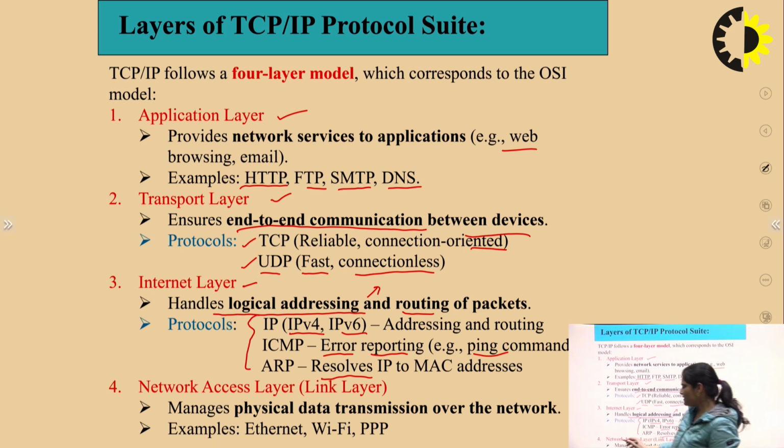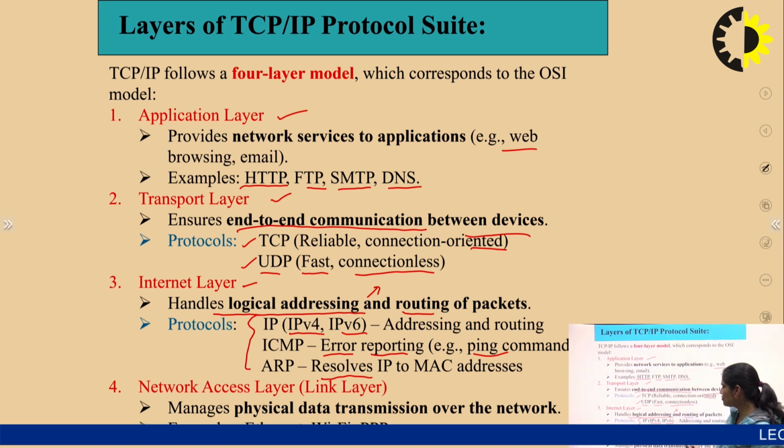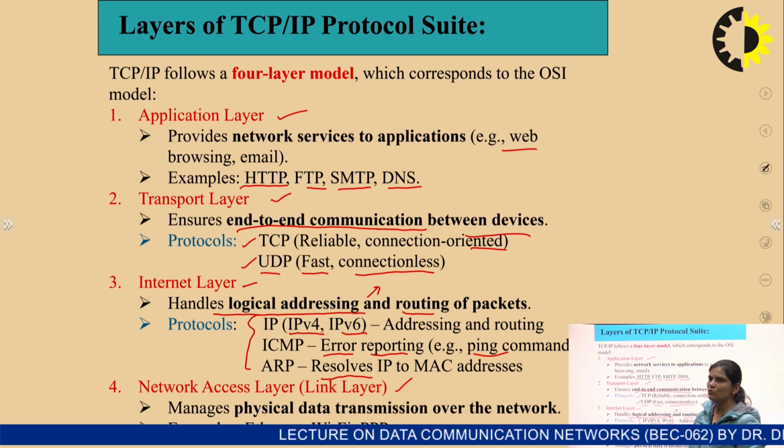Now the last one is network access layer. This is also known as link layer, and it manages physical data transmission over the network. Its examples are Ethernet, Wi-Fi, point-to-point connection. So these are the descriptions of the 4 layers present in the TCP/IP model.